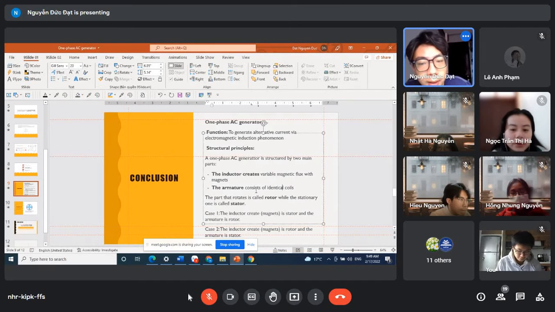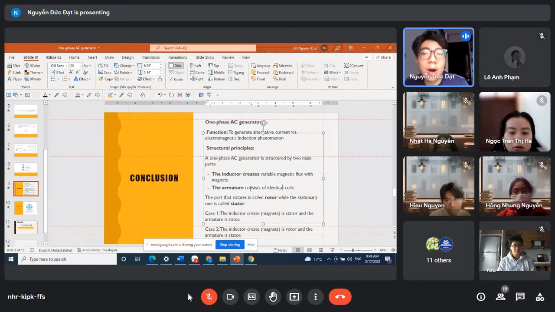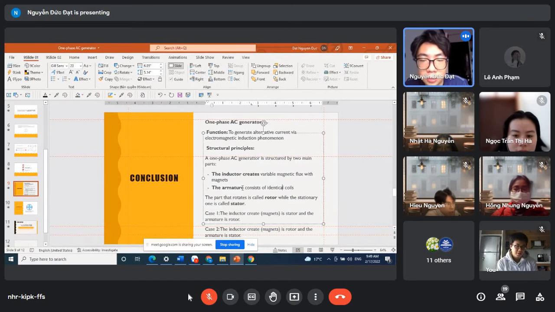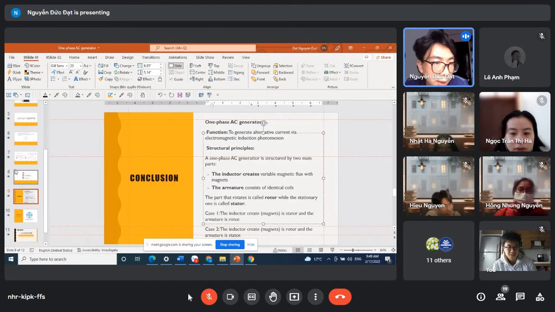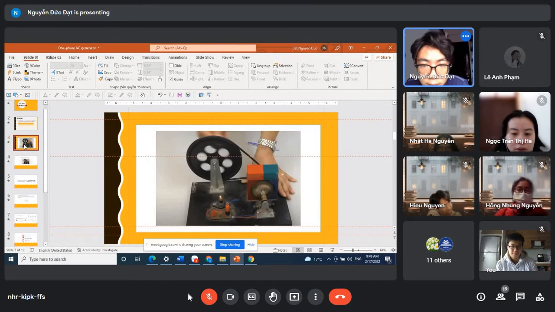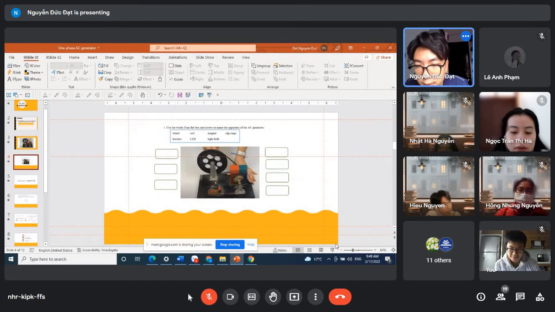Okay? Of course you can use the coil and the magnet, right? But if you are able to use the more specific, more technical term, it would be better. So in this situation, we use the armature to call the coil and the inductor to call the magnet. Okay, we will come back to the component here.